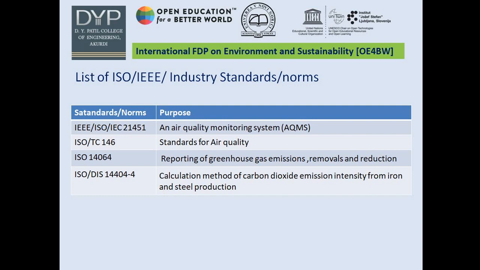ISO TC 146: these are standards for air quality. ISO 14064 is related to reporting of greenhouse gas emissions, removals and reductions, and also the verification and validation reports regarding greenhouse gases. ISO DIS 14404-4 is related to the calculation method of carbon dioxide emission intensity from iron and steel production.